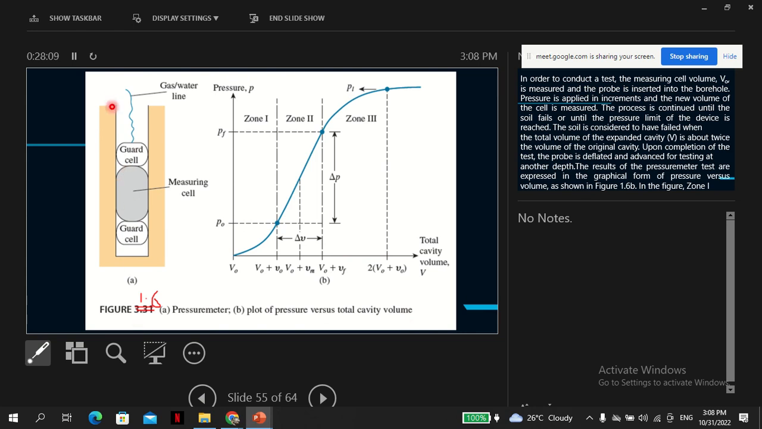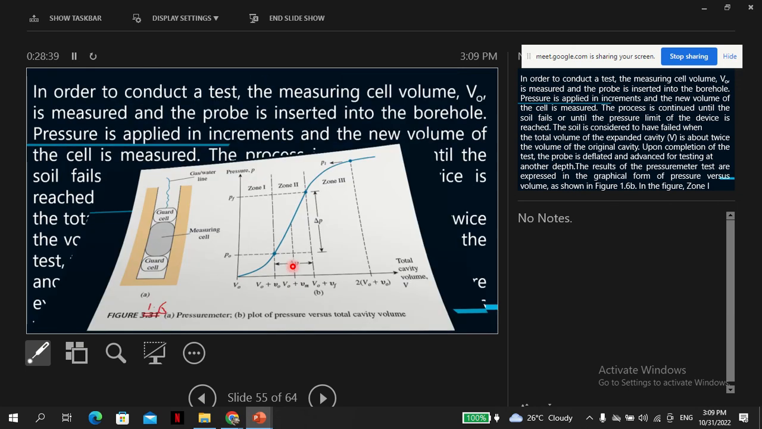So basically, you can apply water or gas to fill these cells, and then you have a curve as shown on the right side. These are based on the changes in volume, and then somehow you can say something about the strength of the soil.